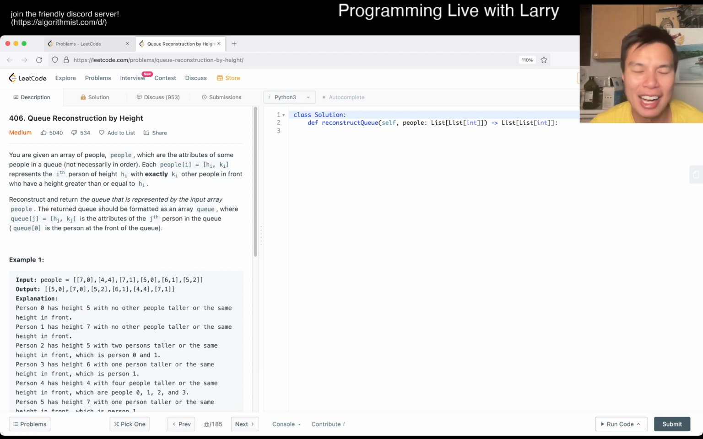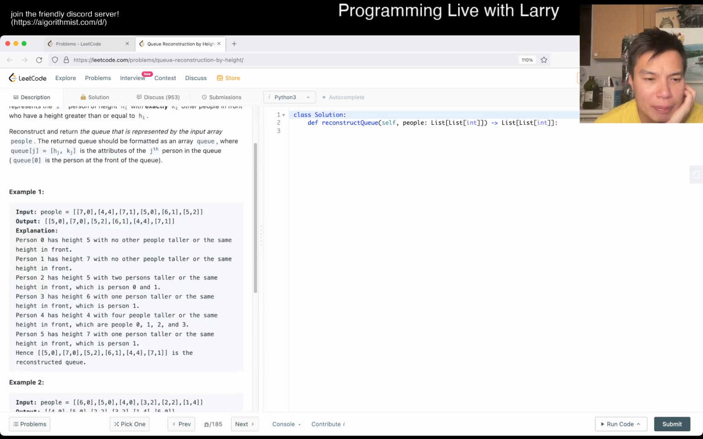We'll see. But yeah, today's problem is 406, Queue Reconstruction by Height. You're given an array of people, which are the attributes of some people in a queue, not necessarily in order. So you have people[i] equal to [h, k], where the ith person is height h, and exactly k other people in front. Reconstruct the queue that is represented by the input array. Okay. This seems like a sorting problem.